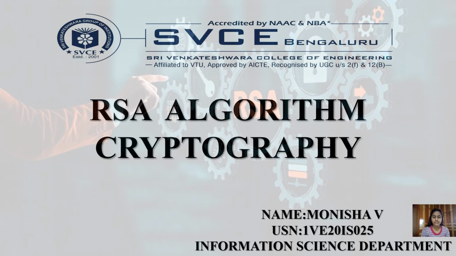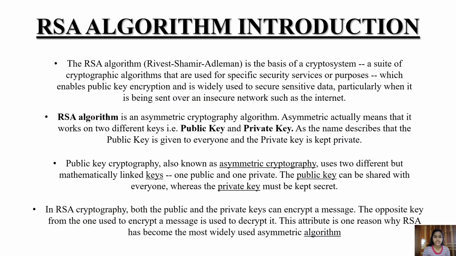Today's topic is the RSA algorithm in cryptography. Introduction to the RSA algorithm. The RSA algorithm, also known as Rivest-Shamir-Adleman, is the basis of a cryptosystem, a suite of cryptographic algorithms that are used for specific security services or purposes, which enables public key encryption and is widely used to secure sensitive data, particularly when it is being sent over an insecure network such as the internet.